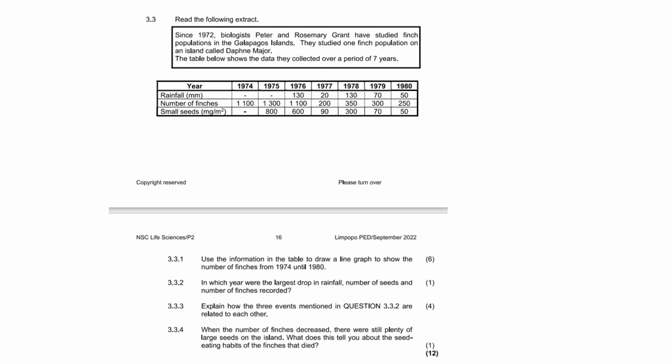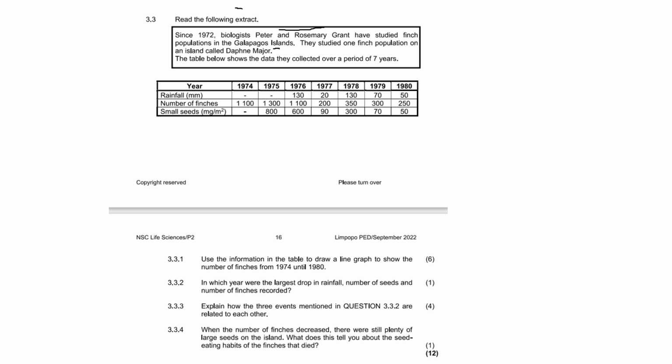3.2, read the following extract. Since 1972, biologists Peter and Rosemary Grant studied the finch population on the islands. They studied one population on an island called Daphne Major. The table shows the data they found over 7 years, from 1974 to 1980. That's a long time ago, guys, more than 40 years ago.